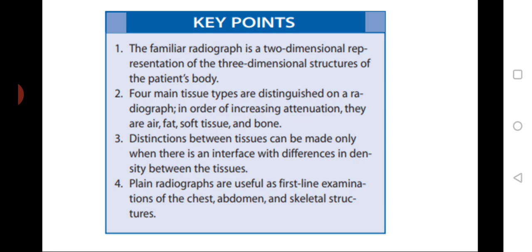So, key points. The familiar radiograph is a two-dimensional representation of three-dimensional structures of the patient body. So, obviously, we cannot represent everything, because the X-rays are flat. Yes, the CT scans are 3D pictures. The X-rays and fluoroscopy are only 2D pictures.